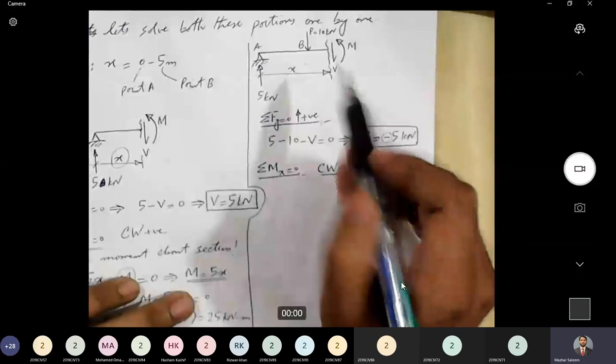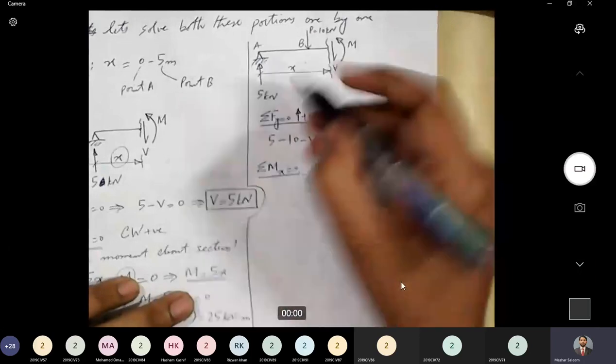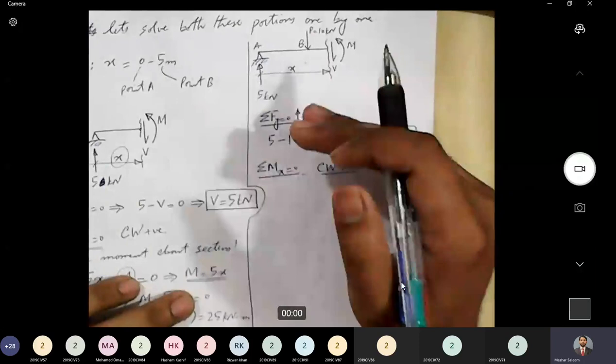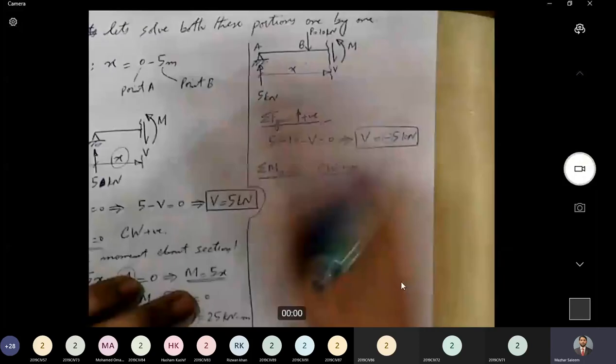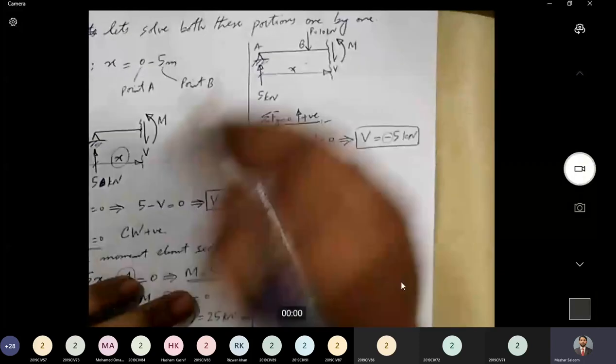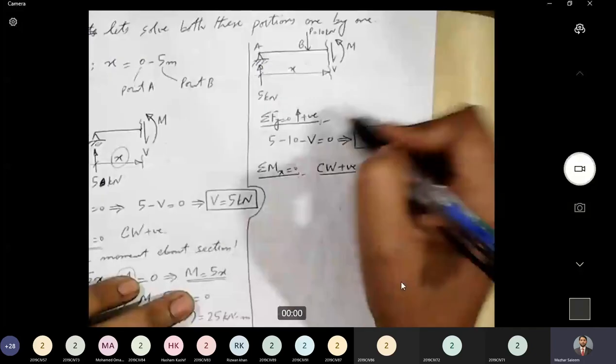Whenever we need to check the tendency of any force about a certain point to generate moment, either clockwise or counterclockwise, we just consider that force and remove all other supports and external forces. We assume the location of the section. Here is the section and here is the force, and the tendency of this force is to generate moment in clockwise direction. 5 is the magnitude of force, and how much is the lever arm? X. That's very right. And as it is clockwise, we are taking it as positive.